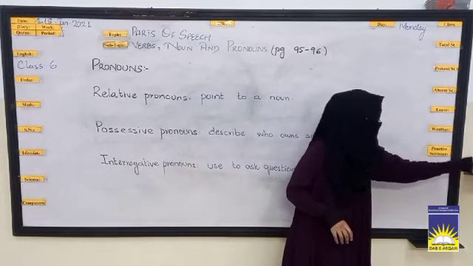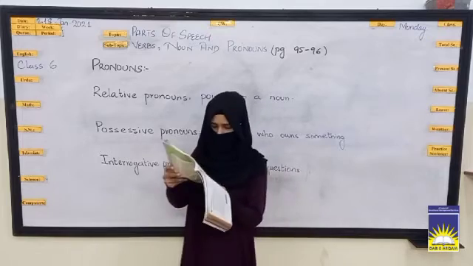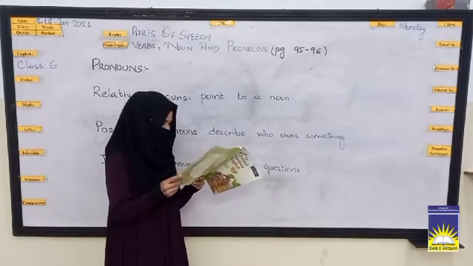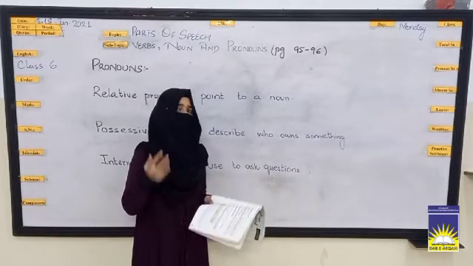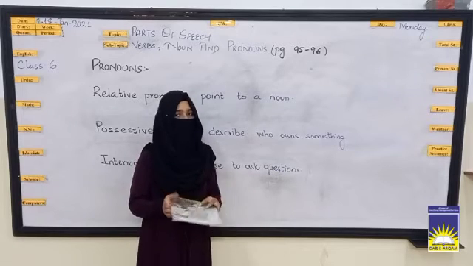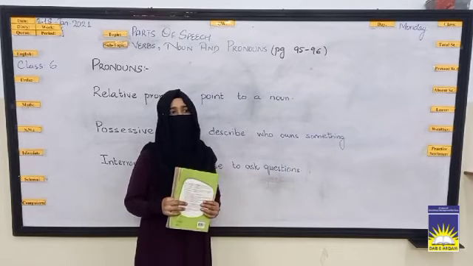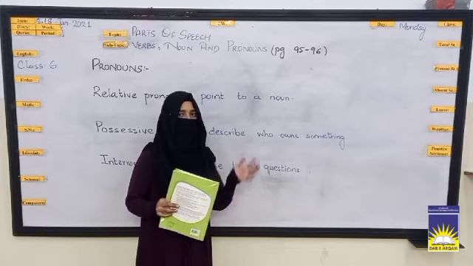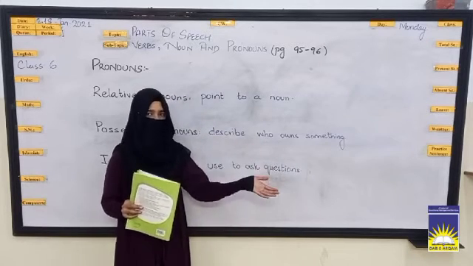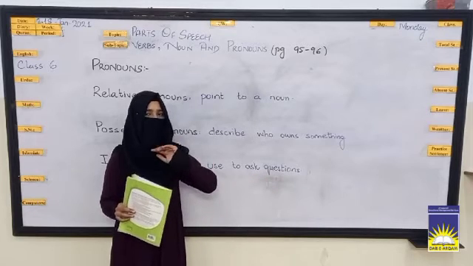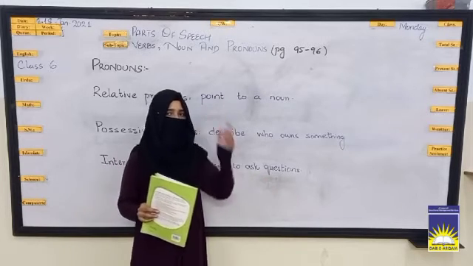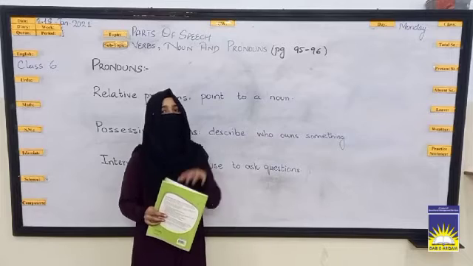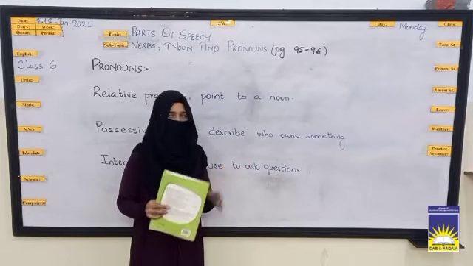Examples are given to you in your textbook on page number 95. Relative pronouns examples are who, whom, whose, etc. For example, I can say, this is the person who gave me money. Okay, did you see how I related the word to the noun, that who gave me money.